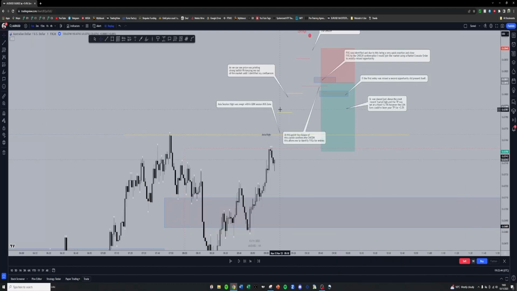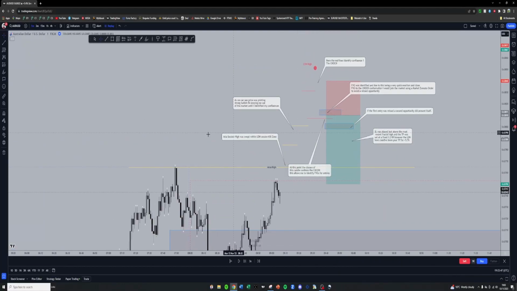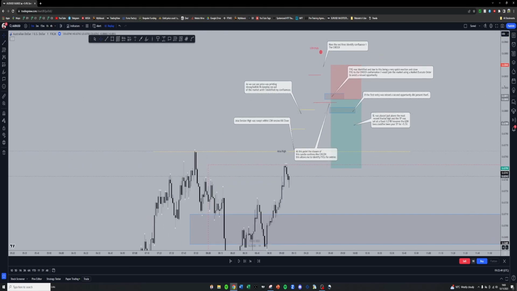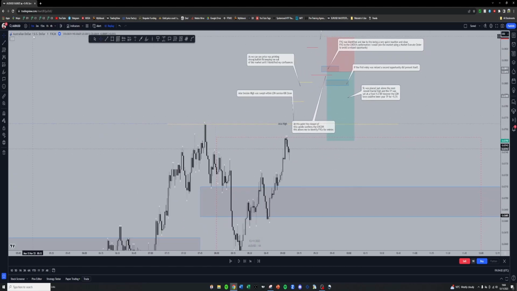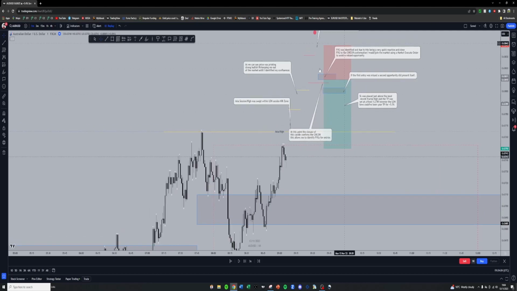Okay, so this is the first video in quite a while, but I had a few good setups on Australian dollar, US dollar today, and I wanted to go over one of the setups today. So we'll start off, we're on the 1 minute chart just because it's easier to break down the price action, and we'll get right into it.